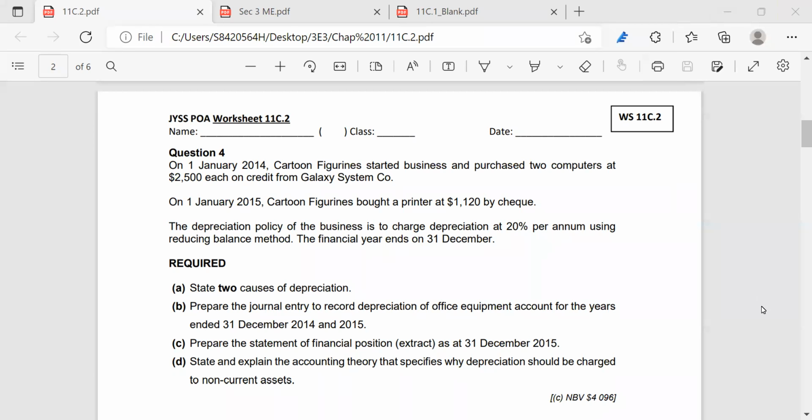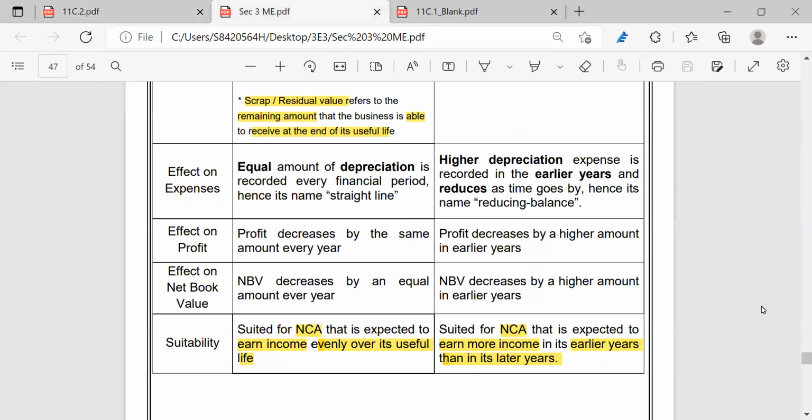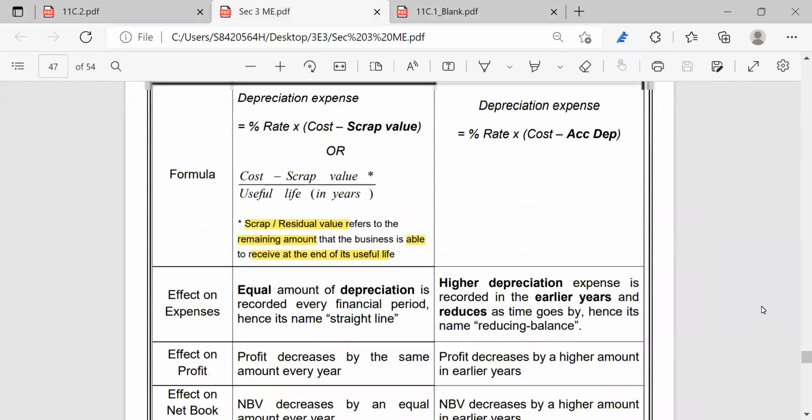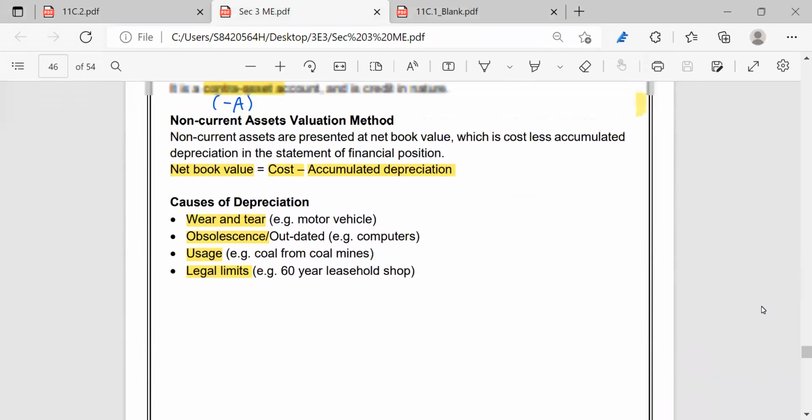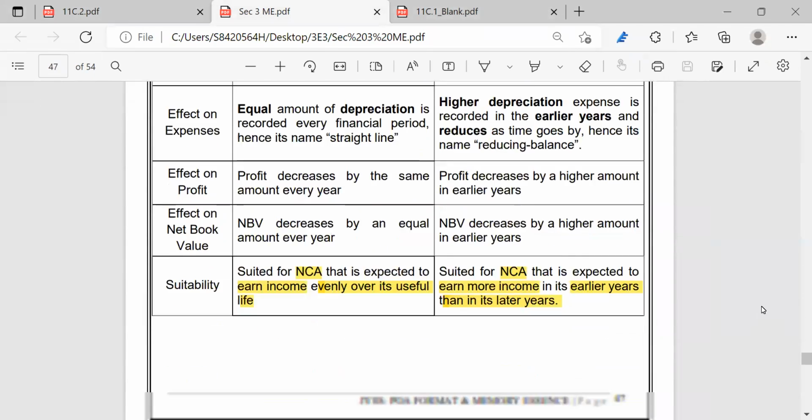Okay, let's start. So today we are going to continue with the reducing balance method, but in the form of a question. Let's take a look at the theory first because I skipped that the other time.